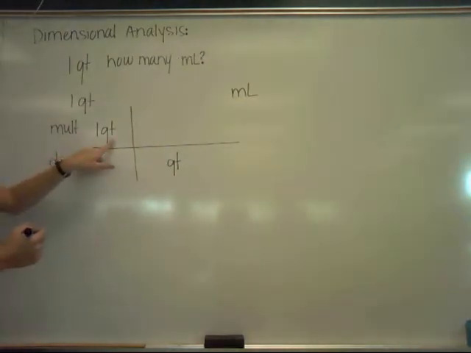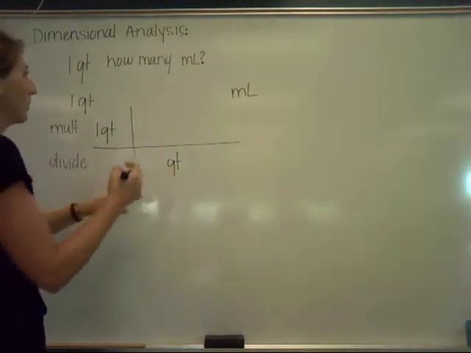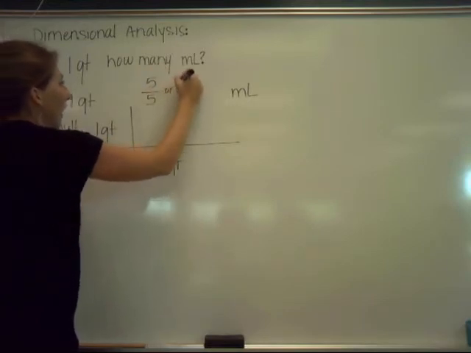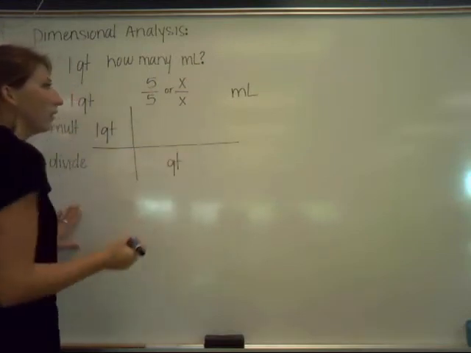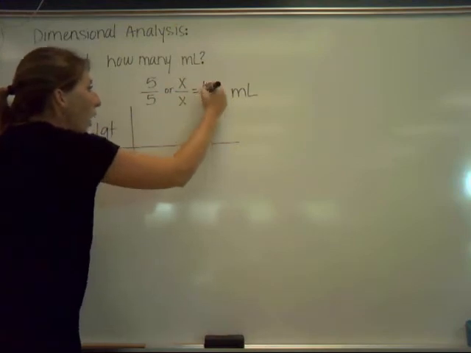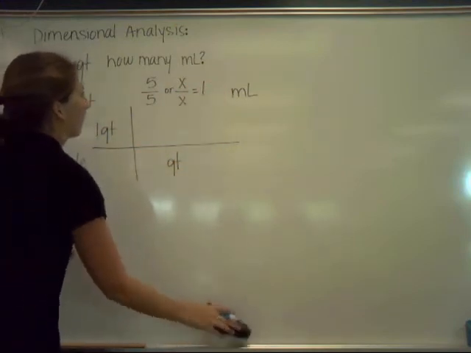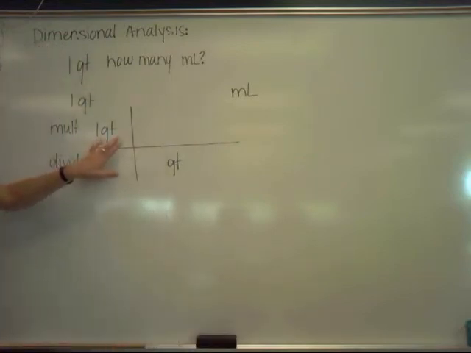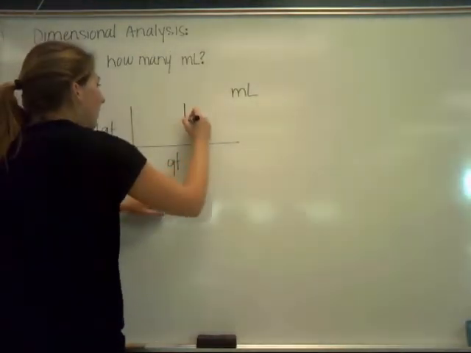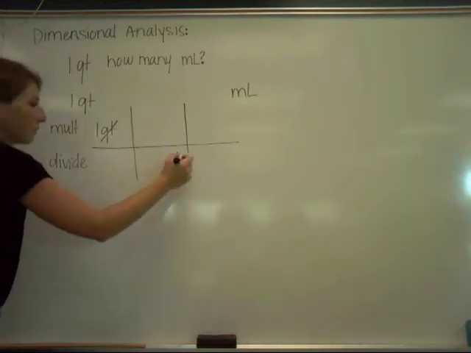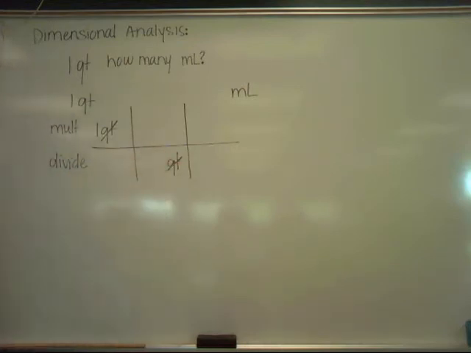When you put 1 thing on the top and 1 thing on the bottom, it's kind of like saying 5 divided by 5, or x divided by x. No matter what you divide, if you divide it by itself, the answer is always 1. So when we do that problem, it's like we're saying x divided by x. Simple as that. Okay, so I can cross off those units. I've now gotten rid of quarts.